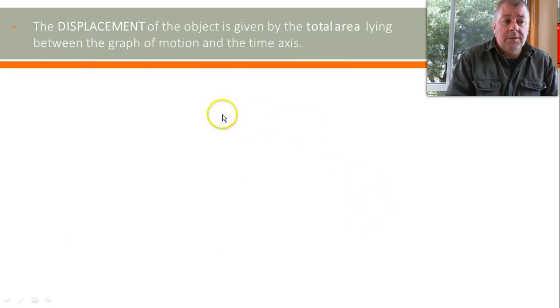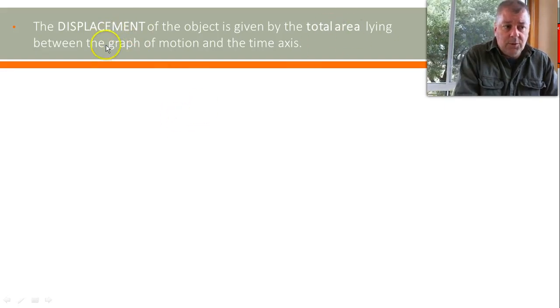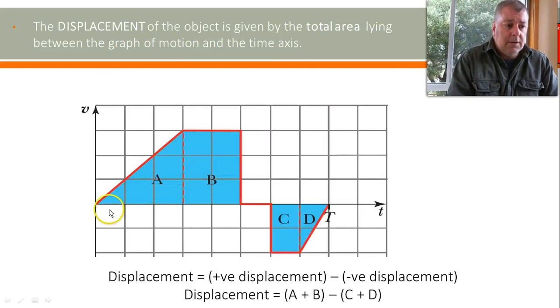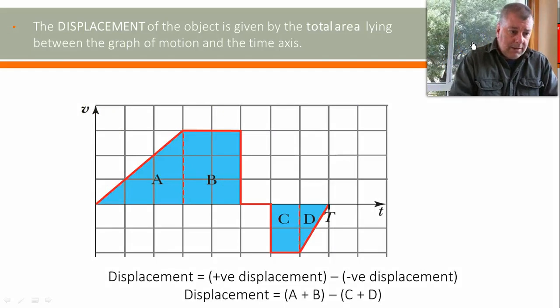Now, how do you tell the displacement on a velocity time graph? Well, as we said before, it's the total area lying between the graph of motion and the time axis. So here's our graph of motion. It's probably not the best axes, so let's actually draw those axes in a bit thicker.